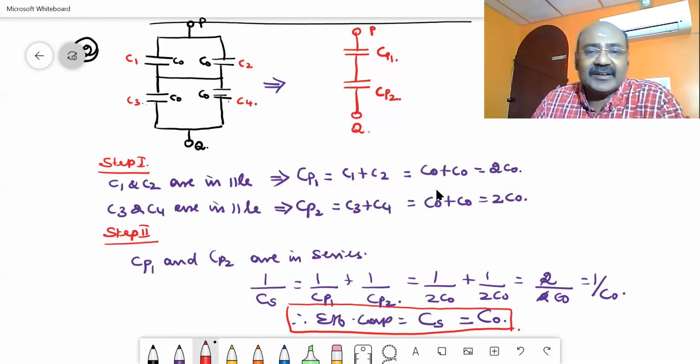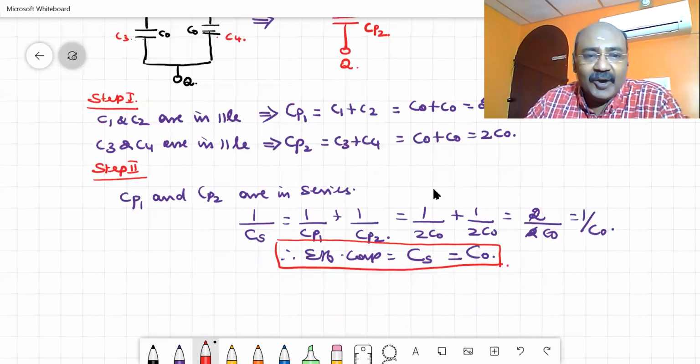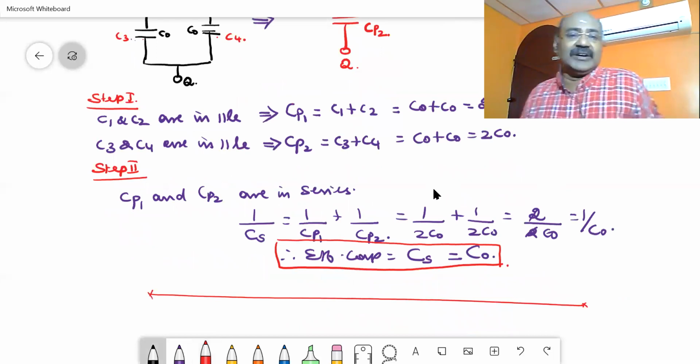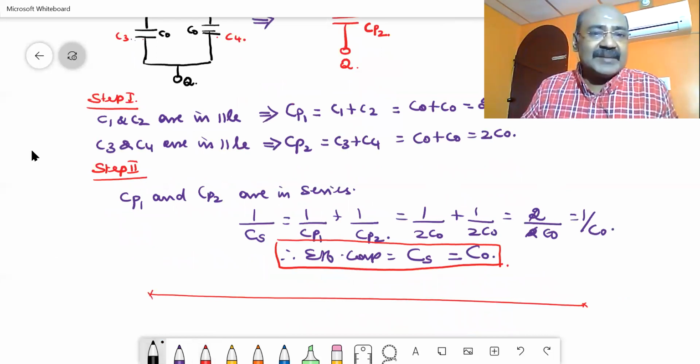Let us go for the third subdivision. Hope you have understood and you are clear. Okay, let us move on to the third one. What is the third subdivision given?